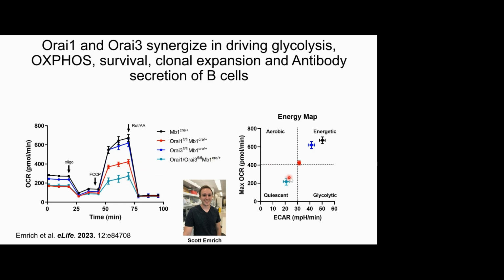When you do this chart, this map of OCR versus ECAR, you could see that the teal trace sits right here, more so than the red trace. So these cells are really quiescent. That's why they cannot proliferate very well. They cannot secrete antibody and do clonal expansion and things like that.